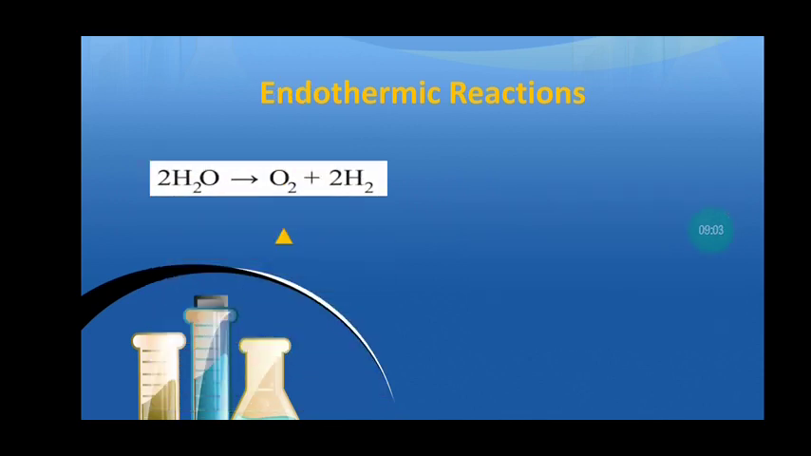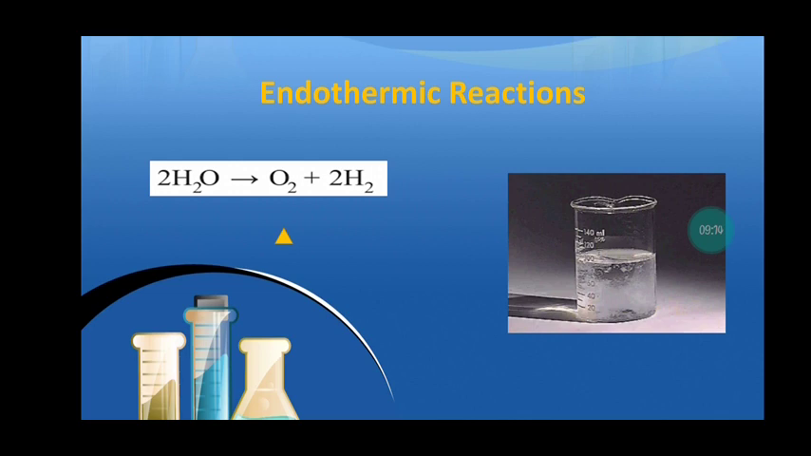Now let's check out the examples of endothermic reactions. It's the opposite of exothermic reaction. The decomposition of water. When water is decomposed into oxygen and hydrogen, then heat energy has to be provided. That is why the sign of delta H here is plus 286 kilojoules per mole. This amount of heat should be provided in order to break down the water molecule into oxygen and hydrogen.